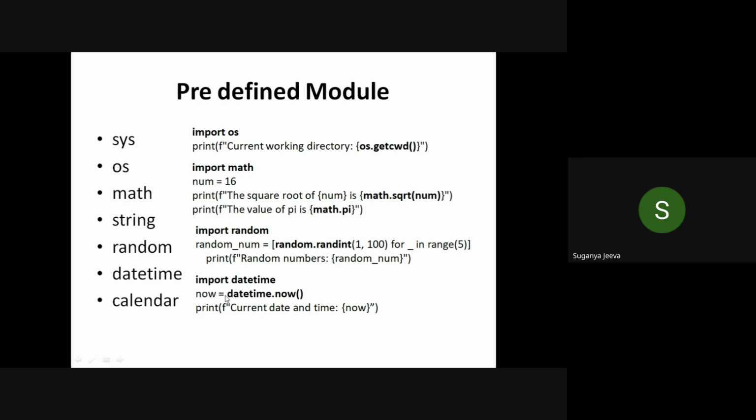Now I'm just calling the datetime module's dot now. So what is the date and time now? That will be retrieved and stored in now, and then I print that particular date and time here. Okay, so these are some of the functions we will see in a hands-on. First we will see the sample, and then we will do the hands-on.